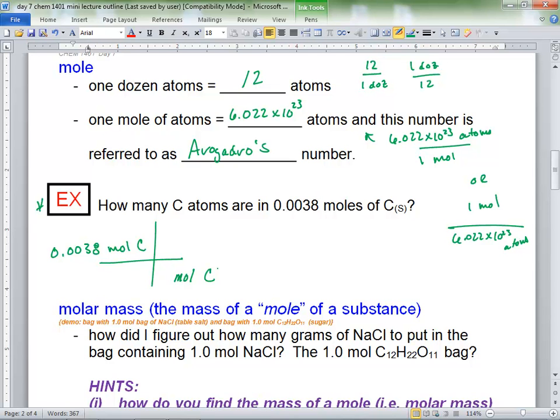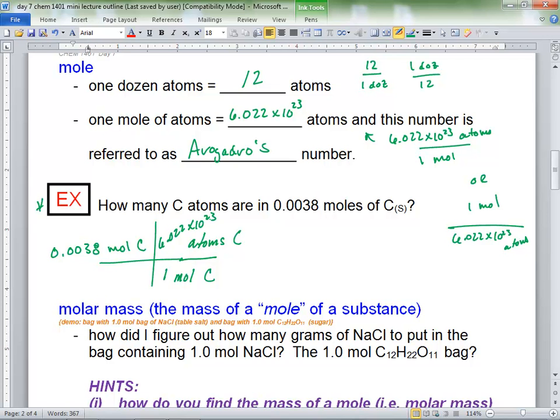Now, Oscar, we want to get from moles of carbon to carbon atoms. Where does the number go, on top or bottom? On top, because in 1 mole of carbon there is Avogadro's number of atoms.